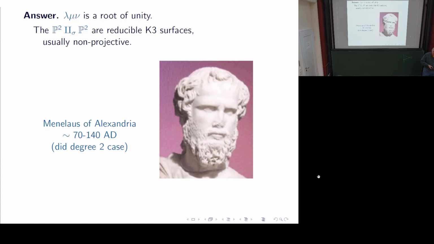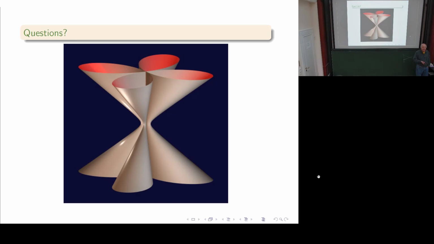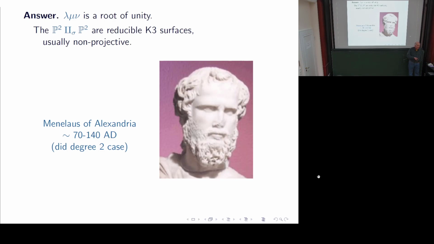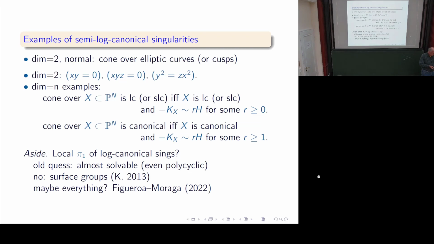Okay, any questions on this? Come back to this distinction between semi-log canonical and canonical. As an effect on the fundamental group, we ought to expect something to go the other way. The fundamental group decides when semi-log canonical is canonical? No, no, I don't think so. For instance, all hypersurface singularities of dimension at least three have trivial fundamental group.